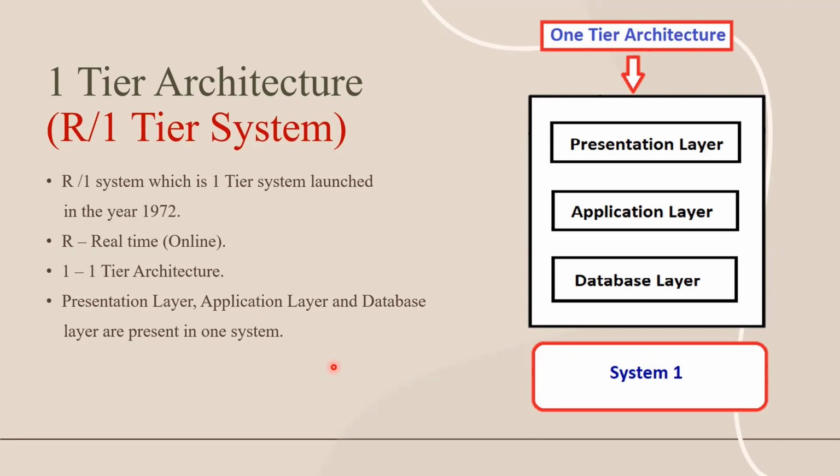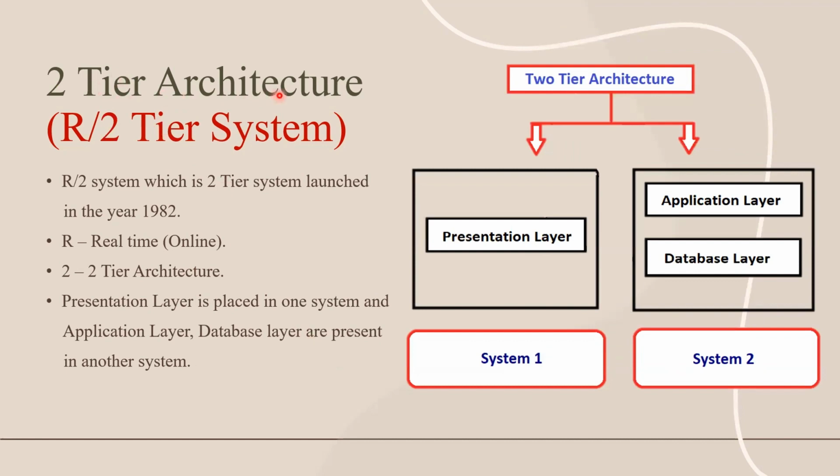So to overcome that, SAP introduced another system called two-tier architecture. This was launched in the year 1982. In this architecture, SAP designed it in such a way that they placed the presentation layer in one system and the application and database layers in another system. Presentation layer is in system 1 and application and database layer are present in system 2. Now users felt somewhat easy to operate SAP, but moving forward, it was not successful in those days.